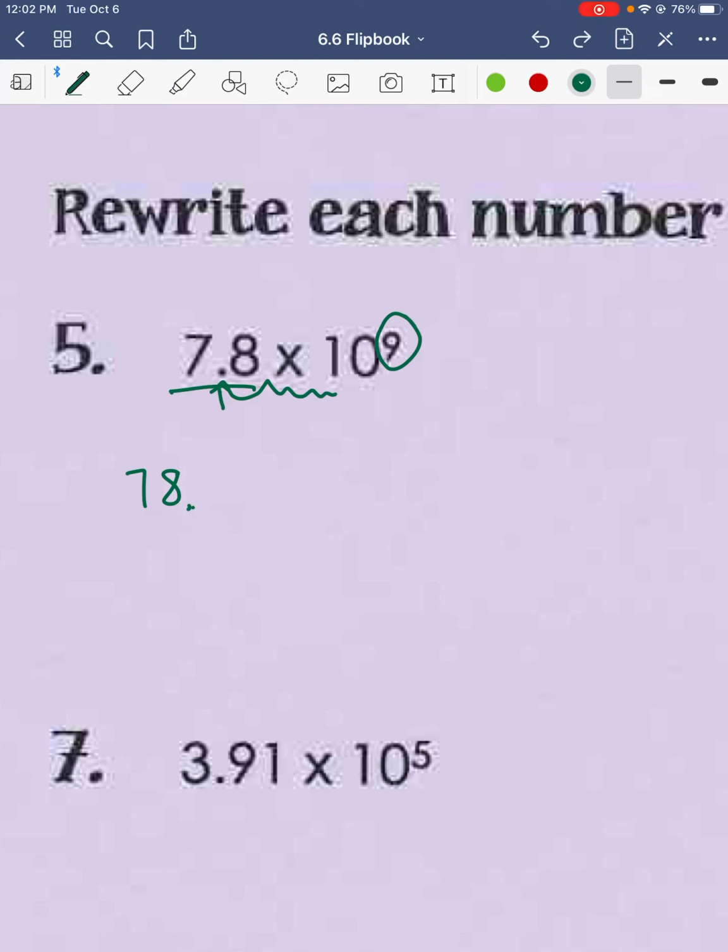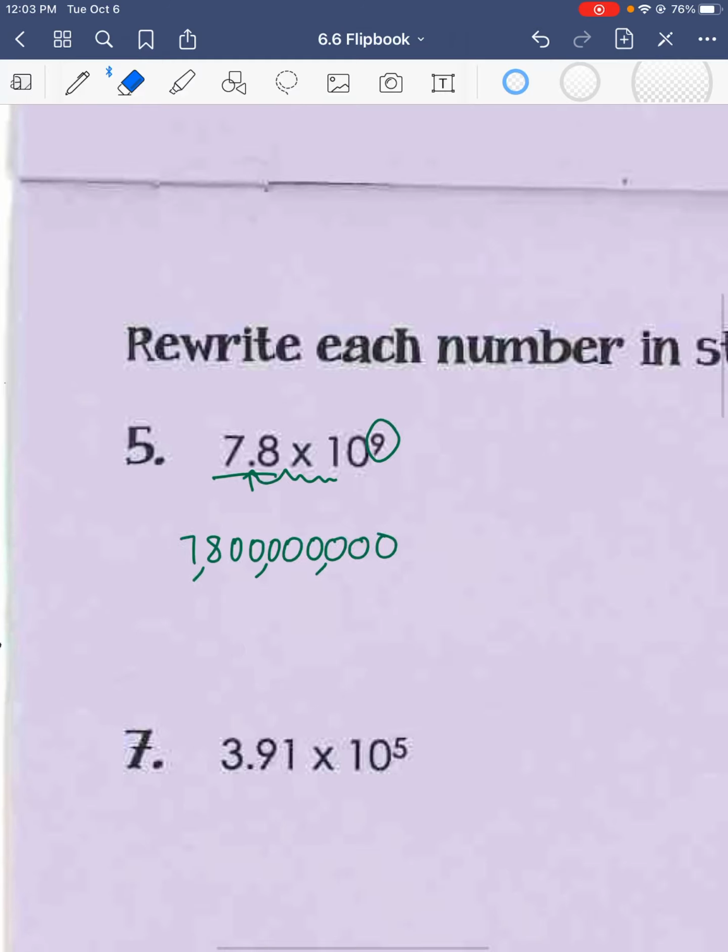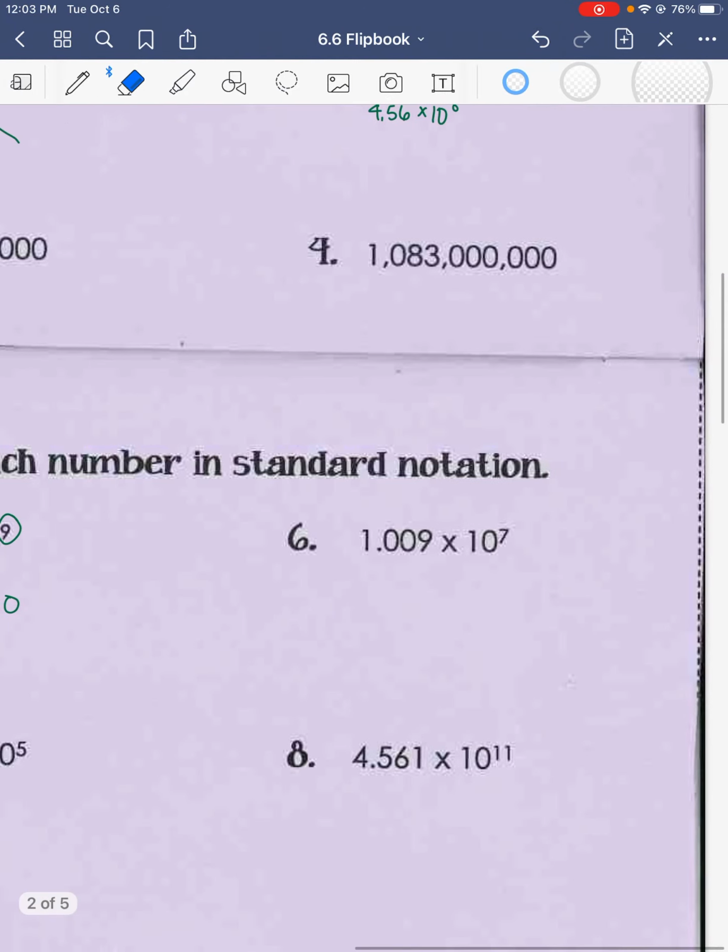So where we have 7, 8, and then 8 zeros, so 1, 2, 3, 4, 5, 6, 7, 8. Good, and then you need to put your commas in, so for every 3 zeros we're going to have a comma in between, or for every 3 numbers anyway, we're going to have a comma in between. So there is that number written in standard form.